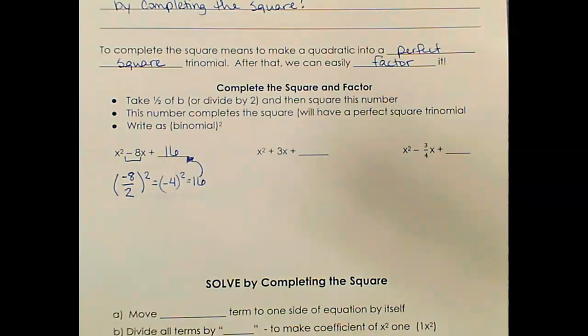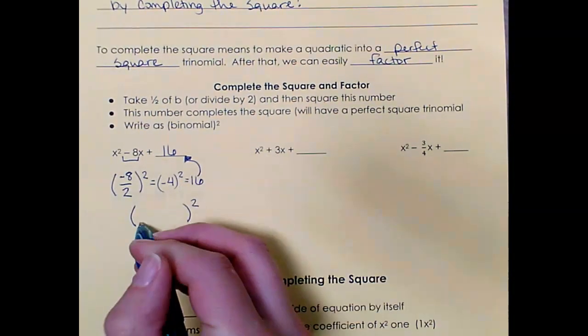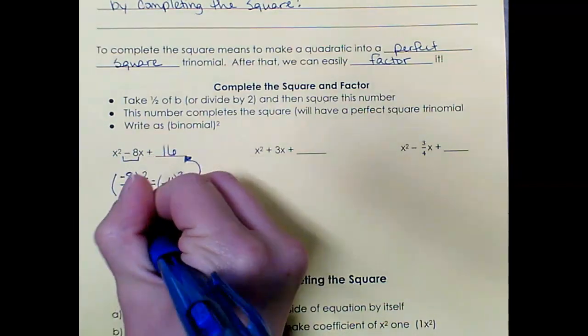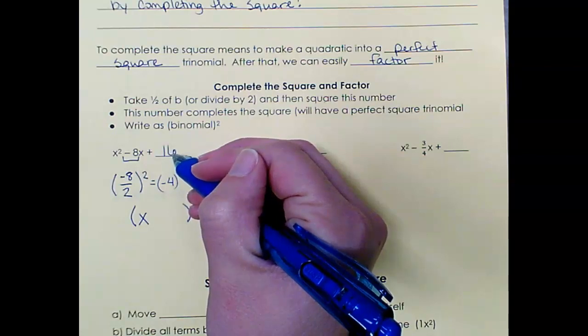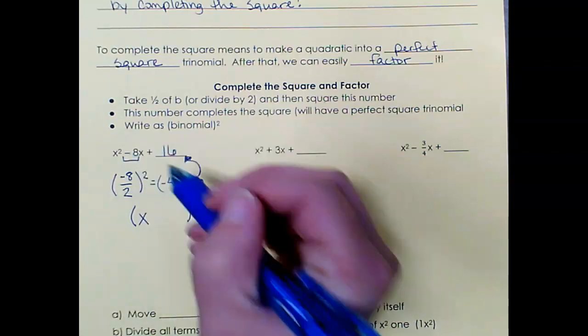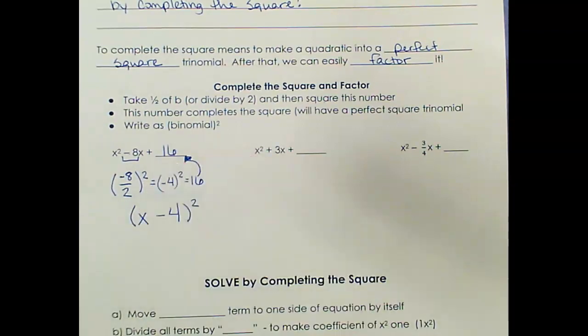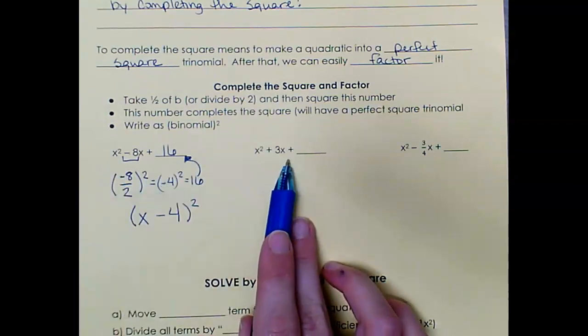So then I can break this up into a binomial squared. The square root of x squared is x. The square root of 16 is 4, but I need to take that sign from the middle. It actually comes from right here, and I have -4. And that's my factored format of this perfect square trinomial. So let's try this one.